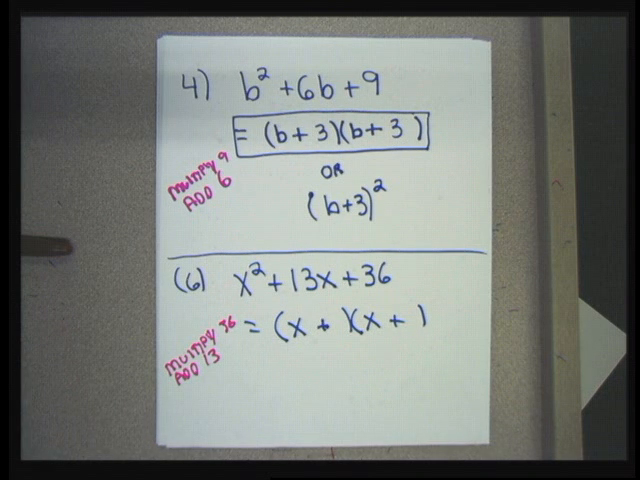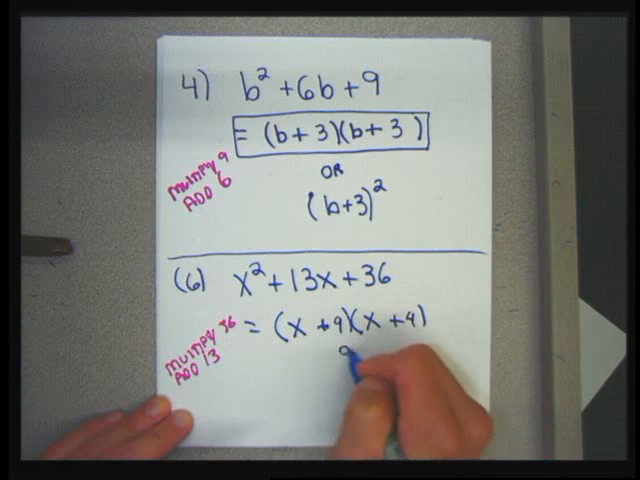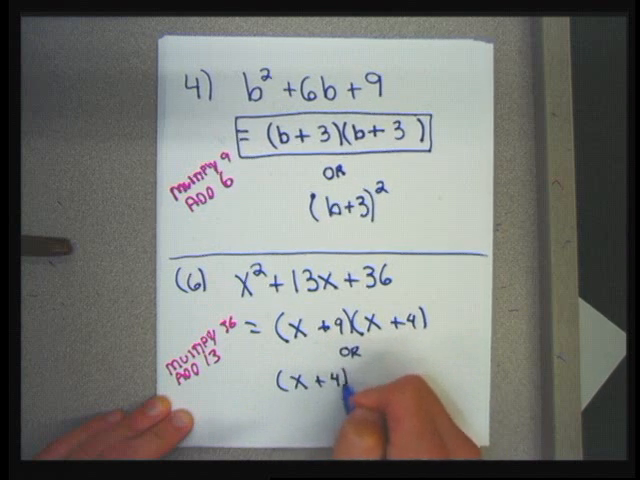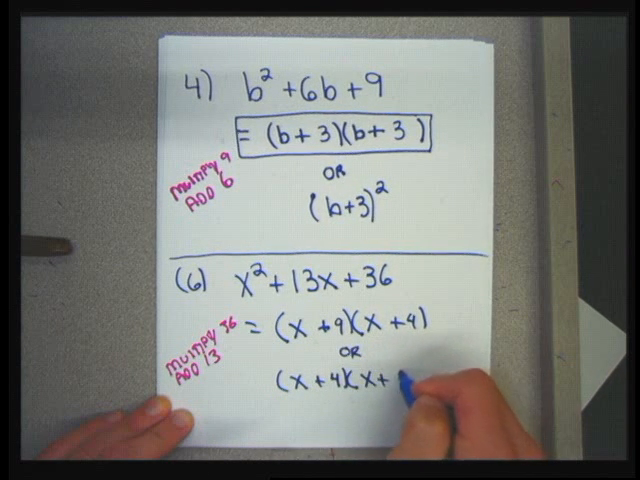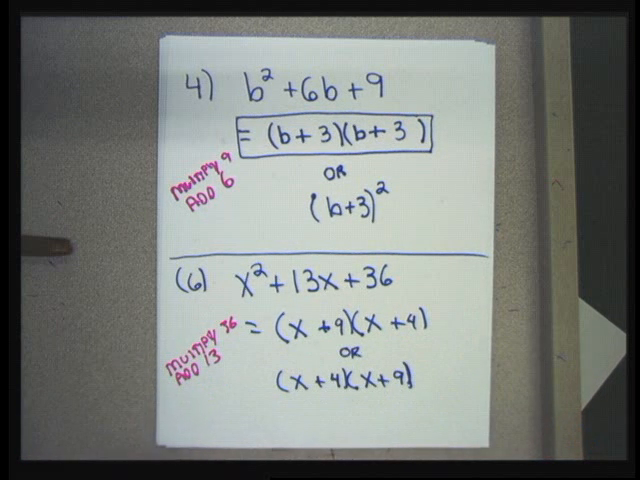Alvin, get anything? 9 and 4. Yeah, sorry. 9 and 4 is perfect because 9 times 4 is 36, 9 plus 4 is 13. And both of these would be correct. There isn't one version of this answer that's better than another. If you wrote x plus 9 times x plus 4, or if you wrote x plus 4 times x plus 9, those are both correct. They both foil out to be the original problem. Cool. Perfection.